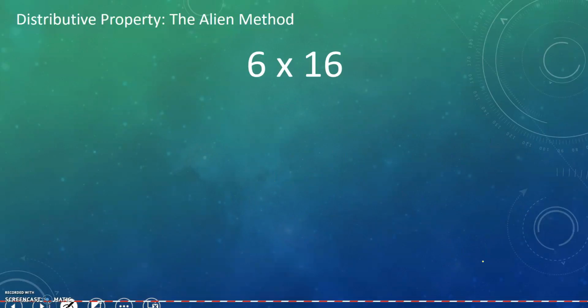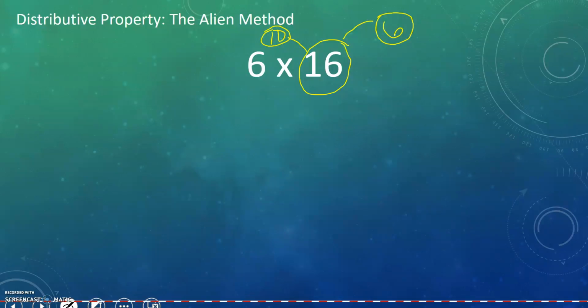I want you to look at 6 times 16. Go ahead and pause the video and try and split 16 using the alien method. All right, so again, I'm going to choose 16. And I'm going to make my circle, make my antenna, and I'm going to split 16 into 10 and 6.